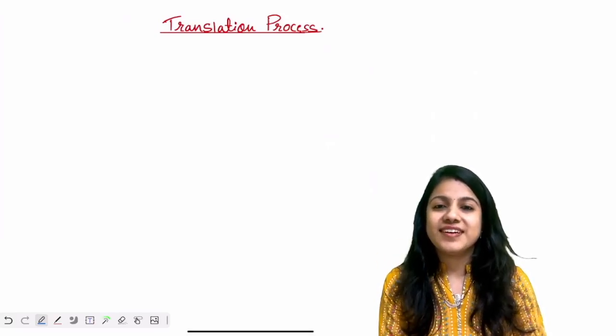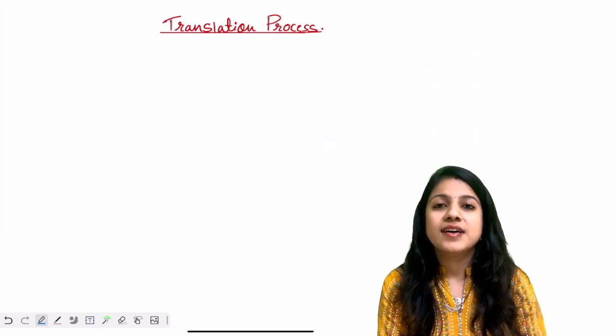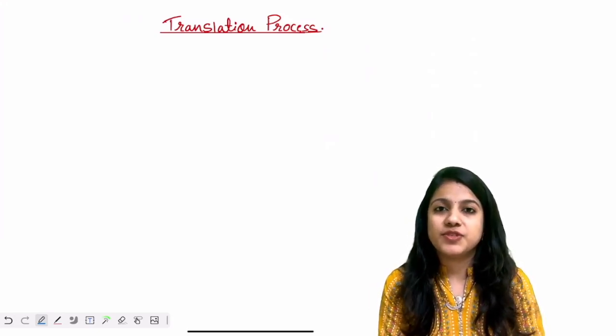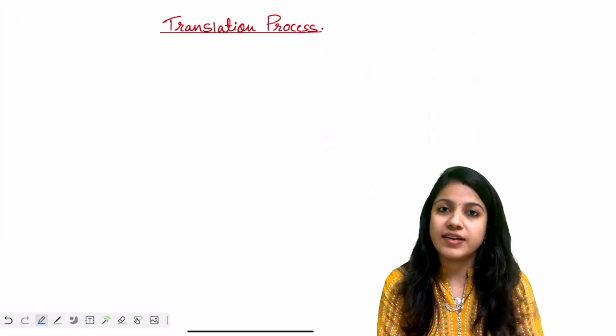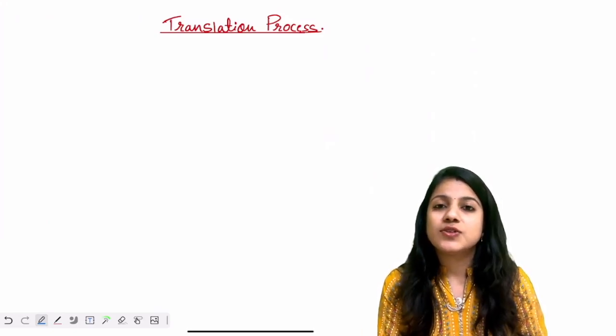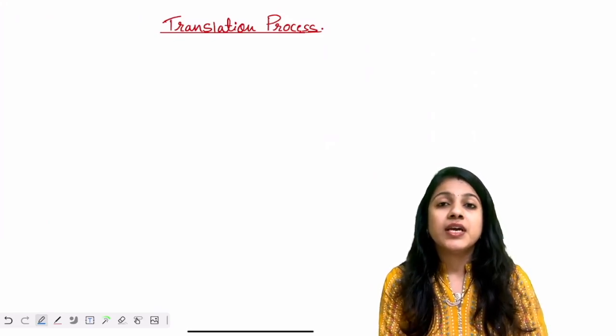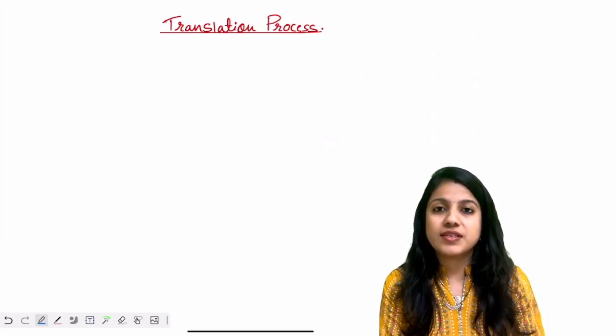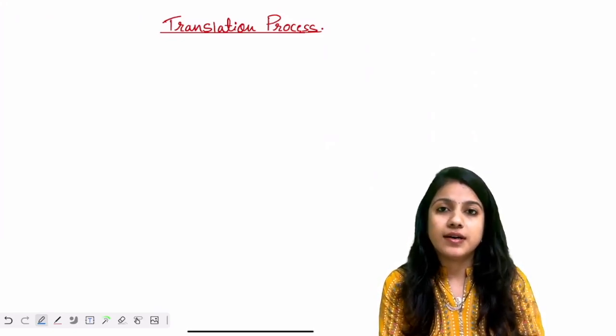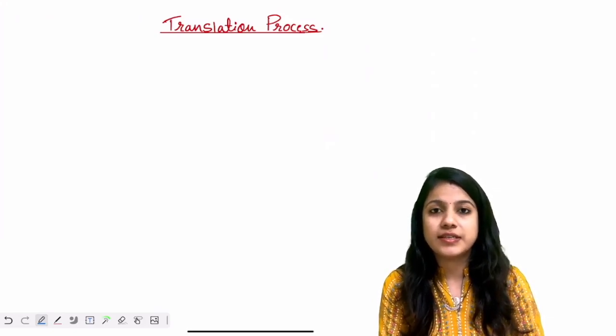Hello everyone. Today I'm going to discuss the translation process. Previously we learned that transcription is the formation of RNA using DNA. So double-stranded DNA was used for the preparation of RNA. Now the second important process is translation. Translation is done for the formation of proteins by using mRNA, which is single-stranded in nature.